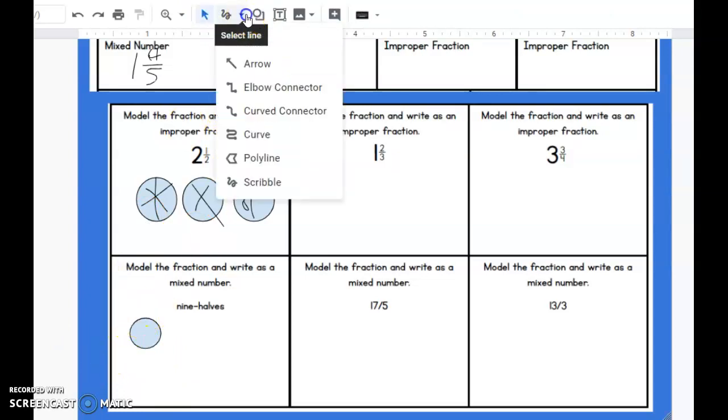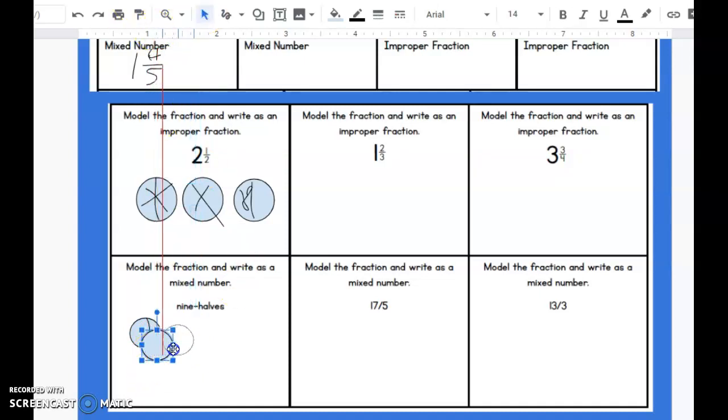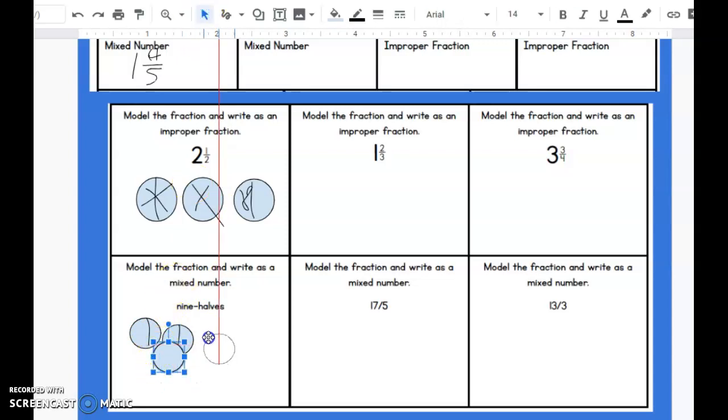So I have 1/2, 2/2, so I need another circle. And I'm going to cut that one in half. So I have 1/2, 2, 3, 4. I need another circle. So I only have 4 so far, 4 halves. And I'm going to cut that one in half.